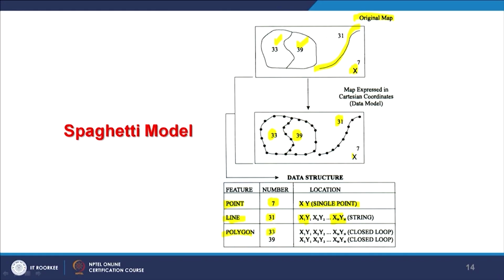Now, in order to store polygon 33, all these points or strings of coordinates are stored. Similarly, for 39, x1 y1 to xn yn are stored. And please note closed loops or closed polylines. Now, in this model, the common boundaries between them are not stored. The outside polygon area is also not stored. So, the relationship between adjacent objects, features, is not stored in a spaghetti model.